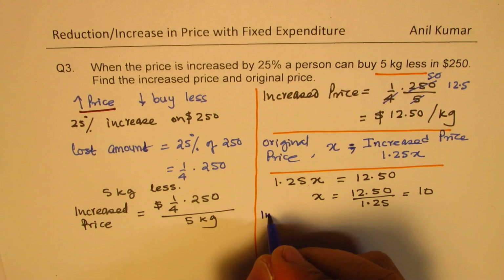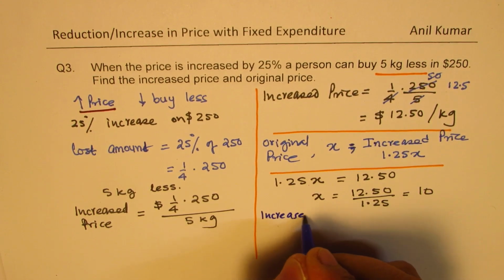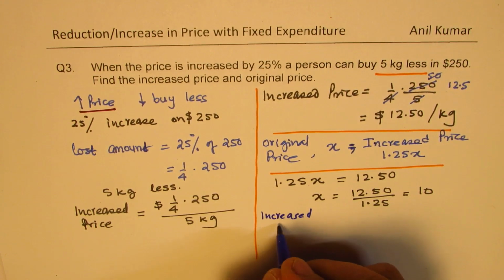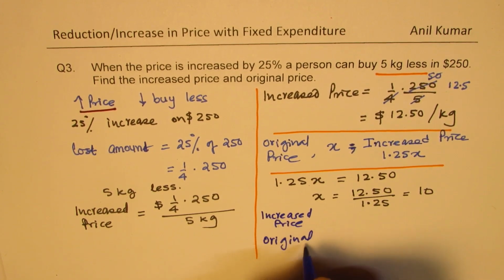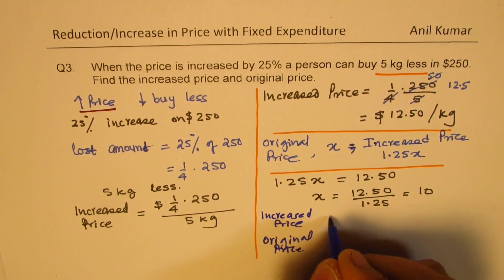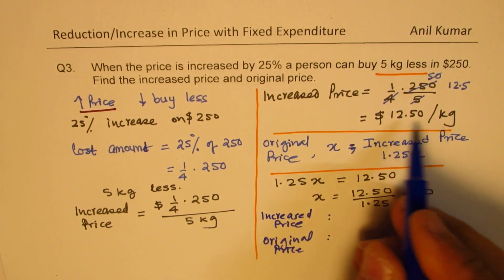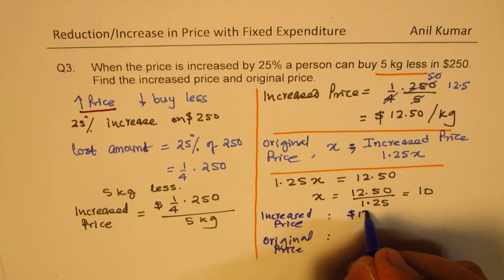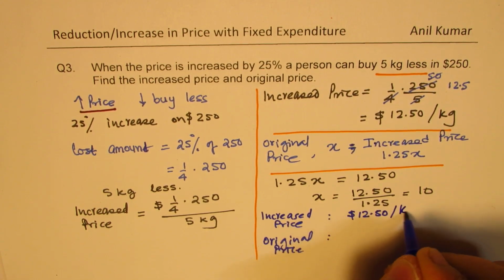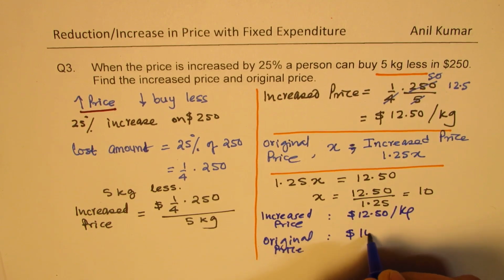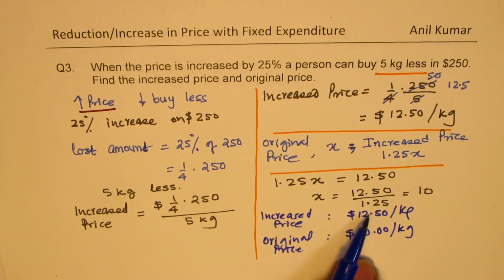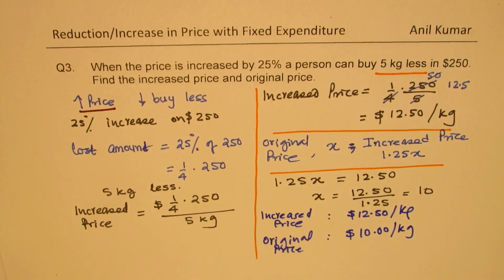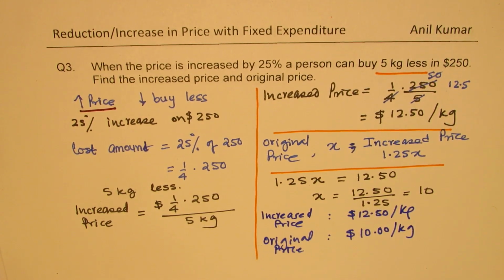The increased price and original price: the increased price is $12.50 per kg and the original price is $10 per kg. Does it make sense? So you can check your result. If you increase it by 25%, you get 12.50, correct? So that is how we are going to solve it.